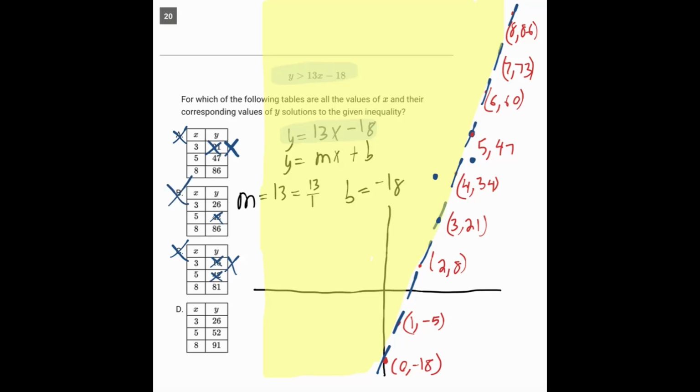And so the only one where we haven't yet found any points that don't fit is going to be D. But let's confirm those points. We've got 3, 26, which is like right here, 5, 52, which would be above 5, 47, and 8, 91, which would be somewhere above 8, 86. So the answer here is D.